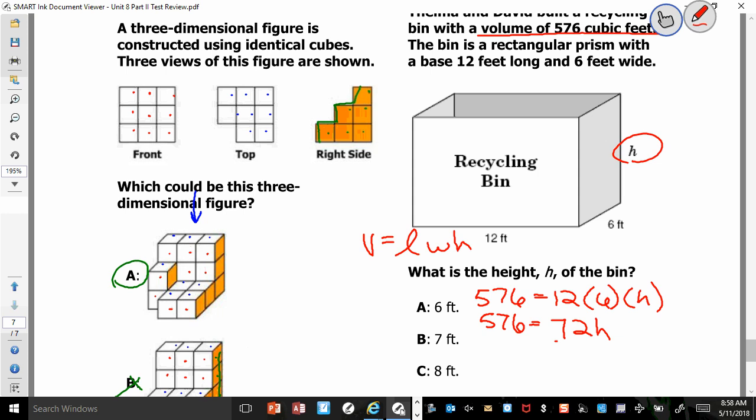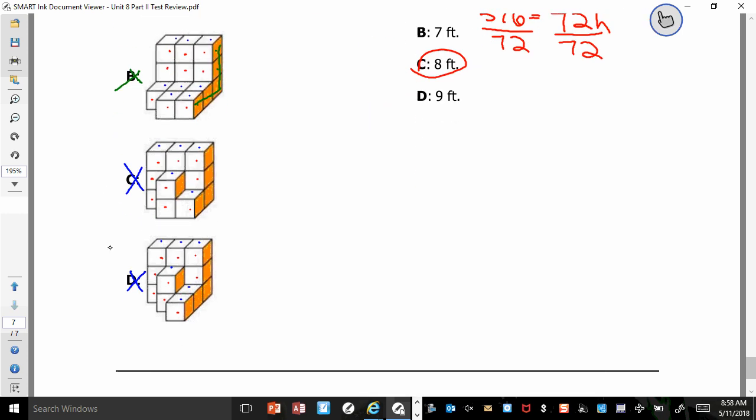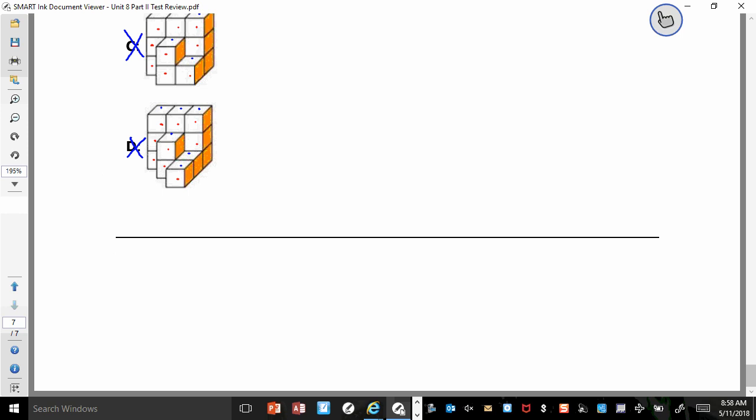Divide by 72. So in your calculators, please. 576 divided by 72 is 8. That will be on there. Working backwards. Okay? So all these formulas are actually equations, but we're just trying to find the answer. Sometimes they give you the answer and they want you to find one of the missing attributes. So you just have to do it that way. All right. Good. Any questions?